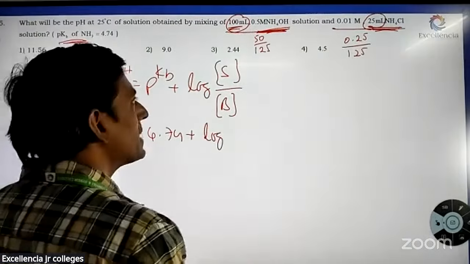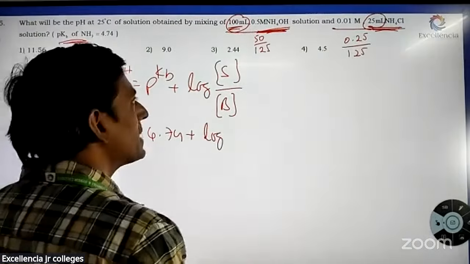You have the option 2.44. If you are in a hurry, you'll immediately go for that option. But what we calculated here is pOH, and what is the question asking? They are asking pH. You should be careful in this type of question because people make mistakes. We got 2.44 and we have that option, but that is not the answer. We have calculated pOH for the basic buffer, so pH is equal to 14 minus pOH. 14 minus 2.44 is 11.56. Option 1 is the answer.